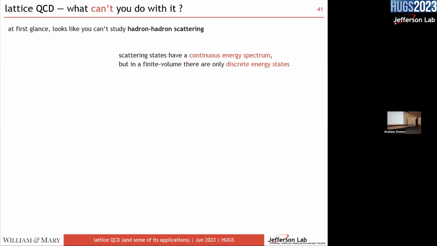So to study scattering, you have to have access to a continuous energy spectrum. But what I showed you was that in lattice, I claimed that we only have discrete energy states, not a continuum. And that's true. You only get a discrete spectrum. That's because you're in a finite volume. Take any quantum mechanical system you like, put it in a finite volume, you will get a discrete spectrum only.